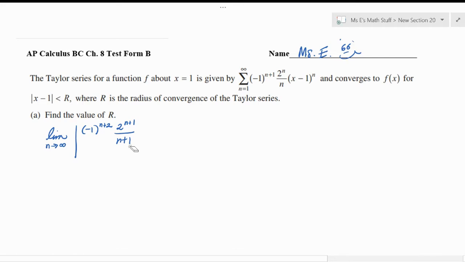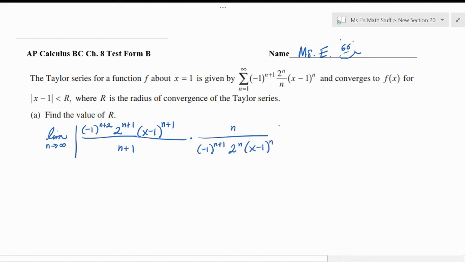I probably should turn this into a single fraction. It's easier to keep track of what's what. So we'll do 2 to the n plus 1 on the top, x minus 1 to the n plus 1, then over n plus 1. You could divide by a sub n or just flip and multiply. I'll go ahead and flip and multiply. And we're finding the radius of convergence, so we're forcing this to be less than 1. Now it's just a matter of simplifying this down, figuring out what cancels, what doesn't.